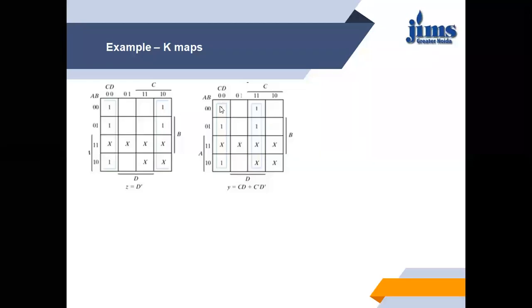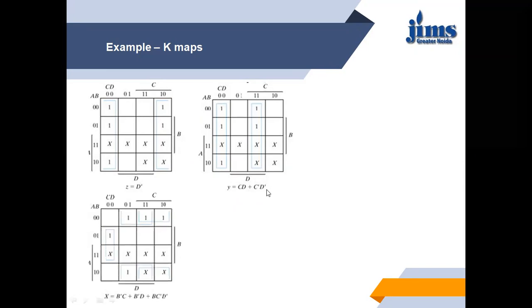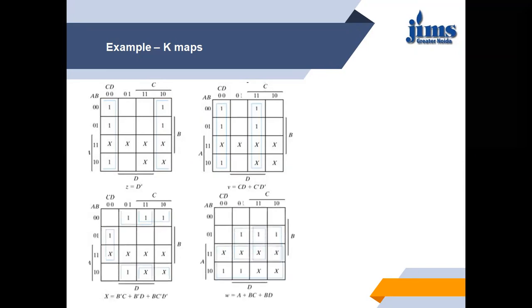Then again we have this quad and this quad. For this quad, the value of CD is constant, AB is changing. For this quad, the value of CD is 1 1, that is CD, and for this it is C bar D bar. So the value of Y is CD plus C bar D bar. In the same manner, we can find out the value of X and we can find out the value of W.